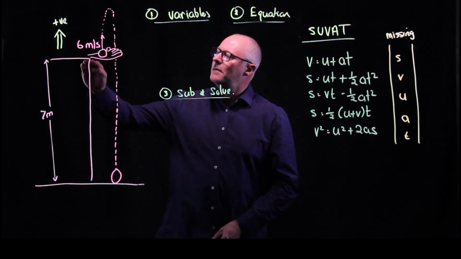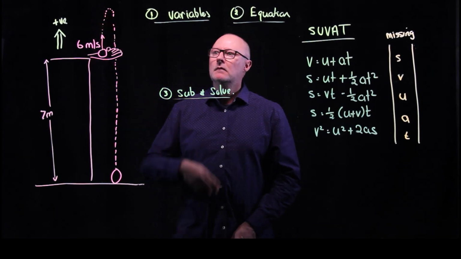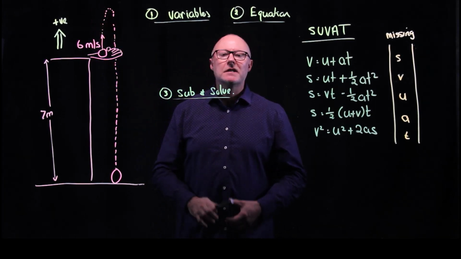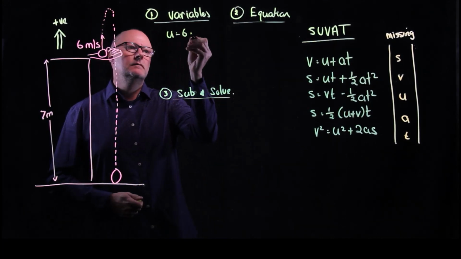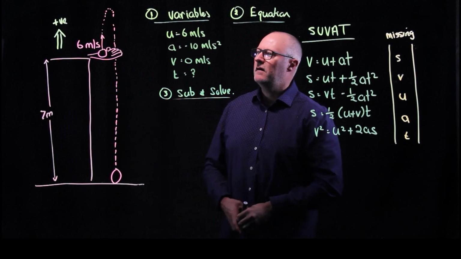Task number 2. Let's now determine the time it takes from its initial position to its peak maximum height, following a 3-step process. Let's again write down the variables. There we have our 4 variables.